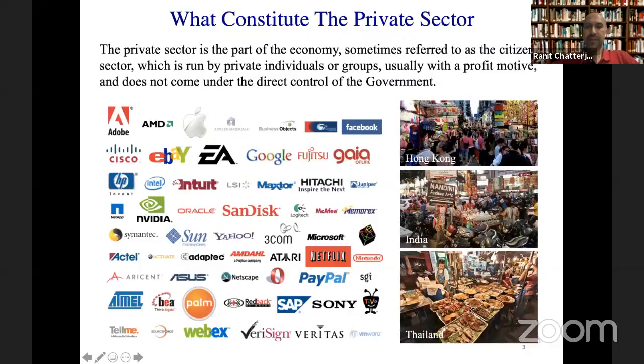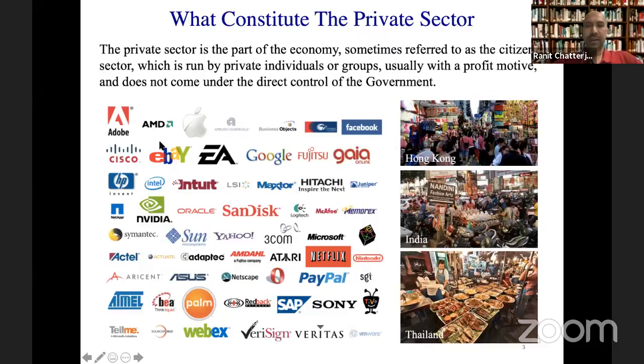Before I start on MSMEs, I would like to bring your focus to what the private sector is. Because it's not an interactive lecture, though I would have preferred one, let me do the one-way talking. The private sector is the part of the economy run by private individuals or groups, mostly for profit motive. There is also a perspective where NGOs are sometimes included in the private sector, but that depends on where you are and how you position your perspective. These private sectors mostly don't come under the direct control of government.